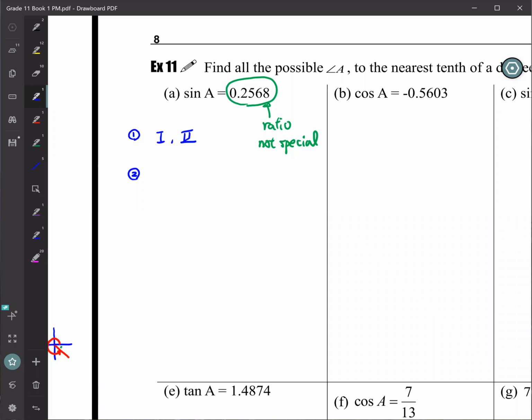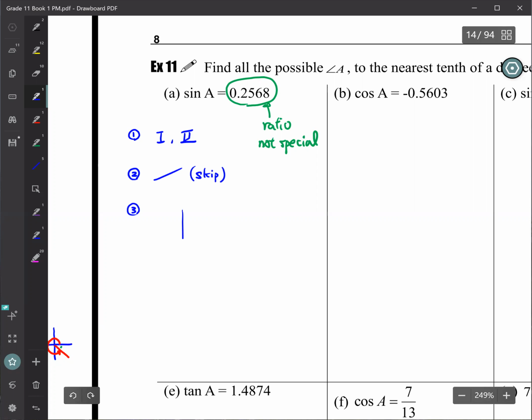Side ratio. Yes, okay. But for this one, the side ratio is not special, so we could not write out the side ratio. It's a random decimal. So that's where the difference happened. For step 2, you cannot do anything. You have to skip. Okay? So we move on to step 3.